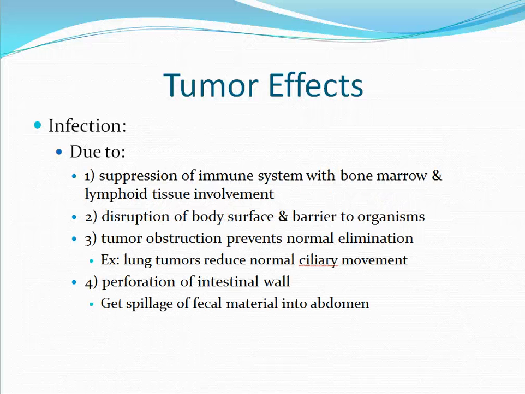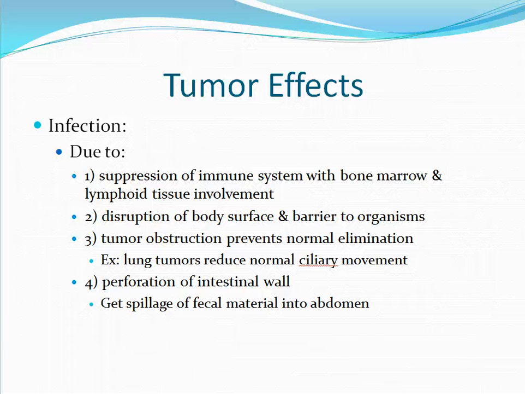A third effect is infection. This is often associated with the presence of a tumor. Infections result from the suppression of the immune system with bone marrow and lymphoid tissue involvement. It could also be due to disruption of the body's surface and normal barriers to organisms. For example, if you disrupt the skin or have openings in the skin, this will allow Staph aureus access into the body to cause an infection.